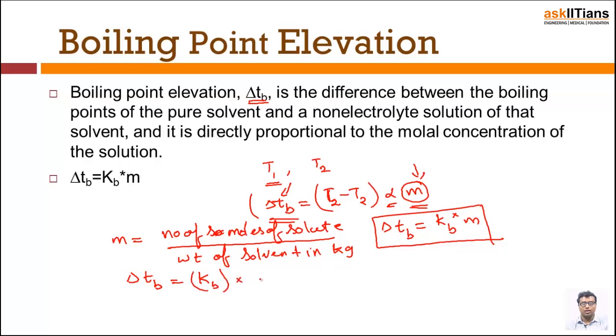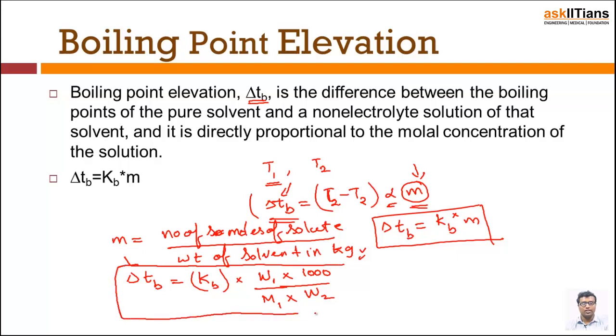Molality is nothing but the number of moles of solute. So, what is the number of moles of solute? It is the weight of the solute by the gram molecular weight of the solute, M1, and the weight of the solvent, W2. If it is in grams, it will be W2 by 1000. So, this is the boiling point elevation.